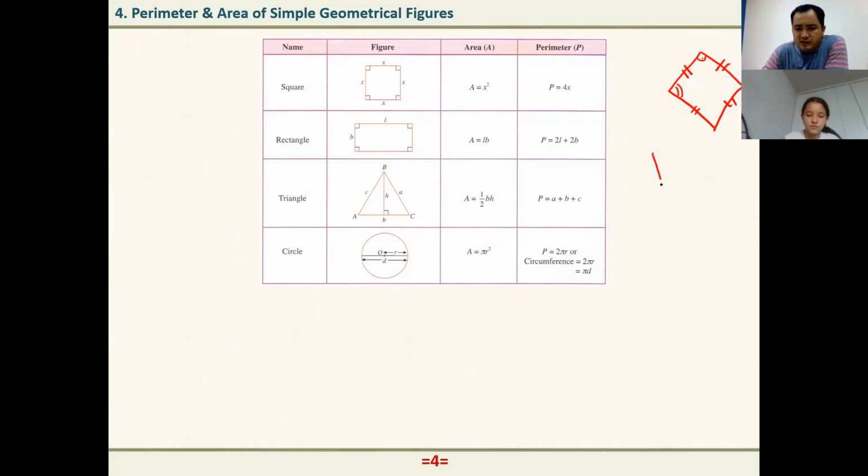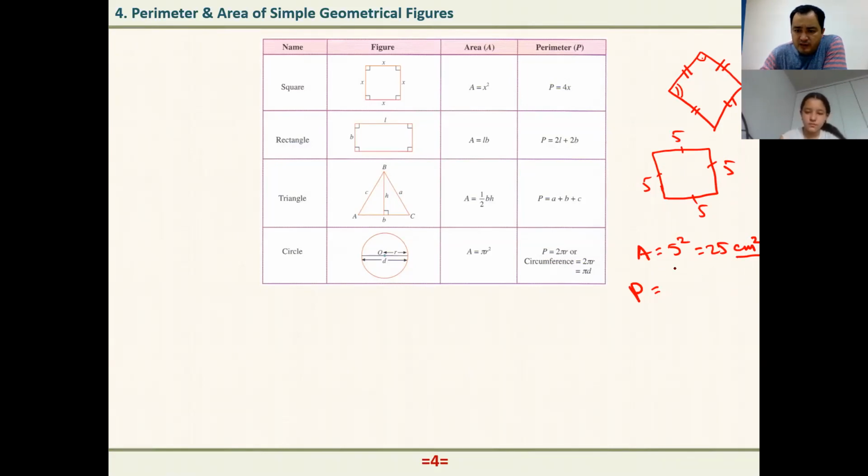For example, if I ask you, let's say we are given a square, assume that this is a square, and each side is 5, this thing is 5, and this one is 5, and this side is 5. If I ask, what is the area? It is 5 centimeters times 5 centimeters. That is just equal to 5 squared. What is 5 squared? 5 times 5, 25 centimeters squared, right? And how about the perimeter? Because the area unit is centimeters squared, okay?